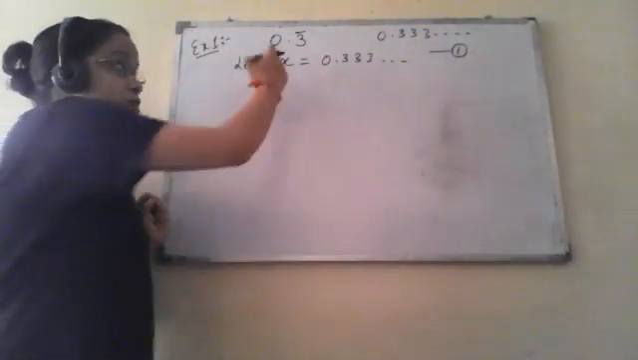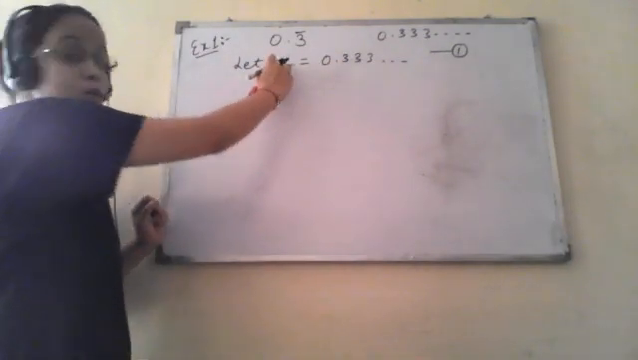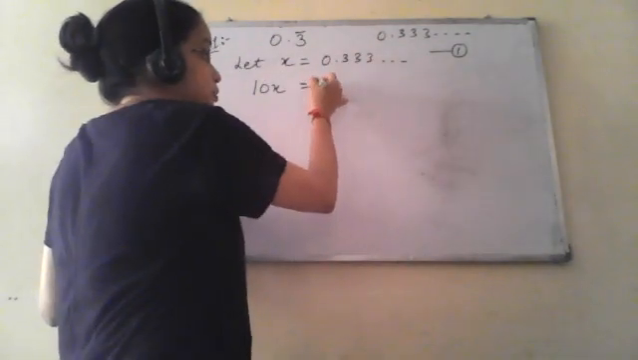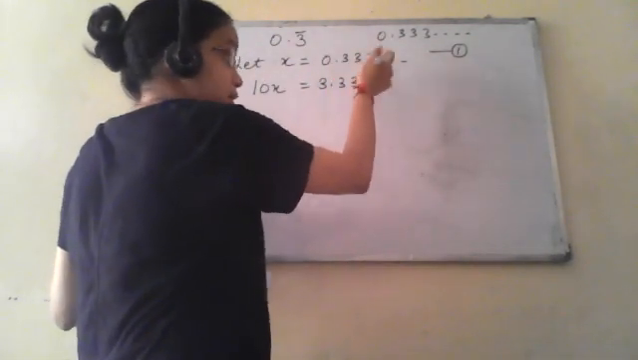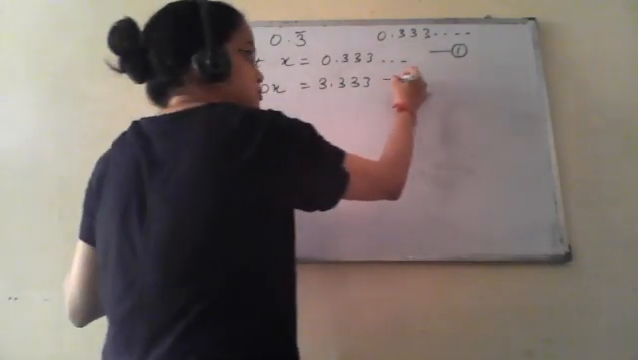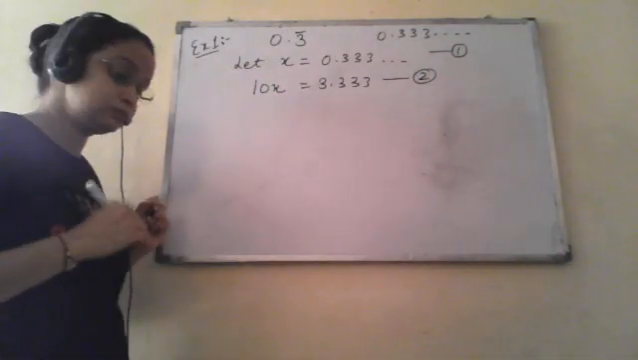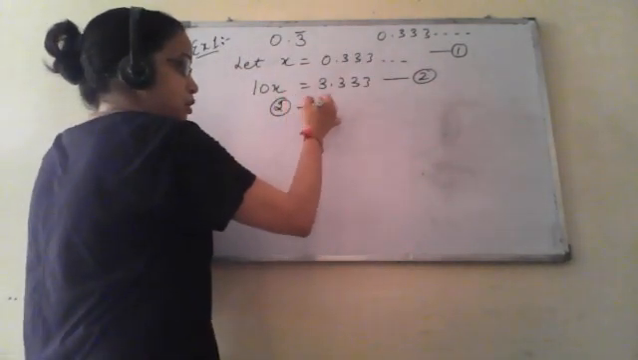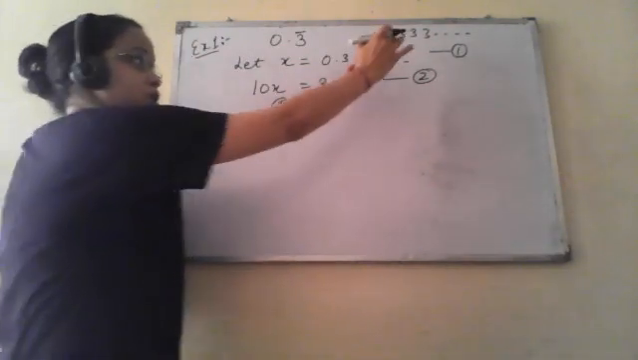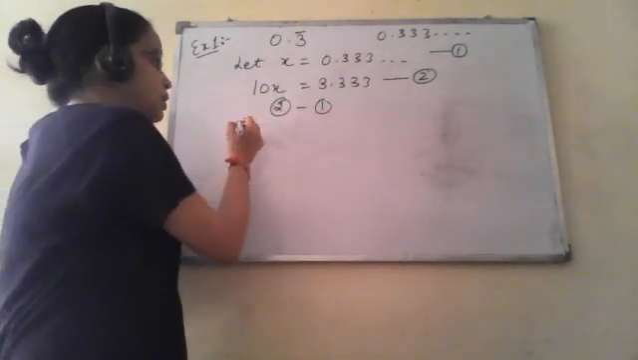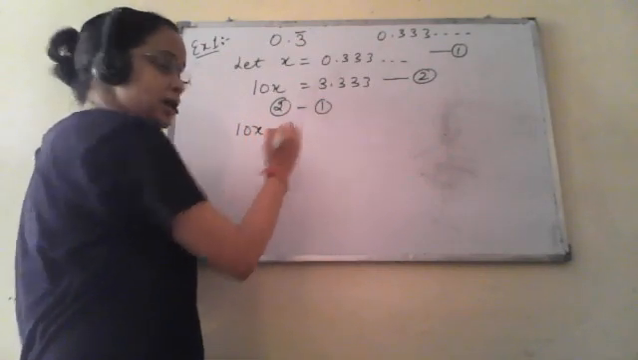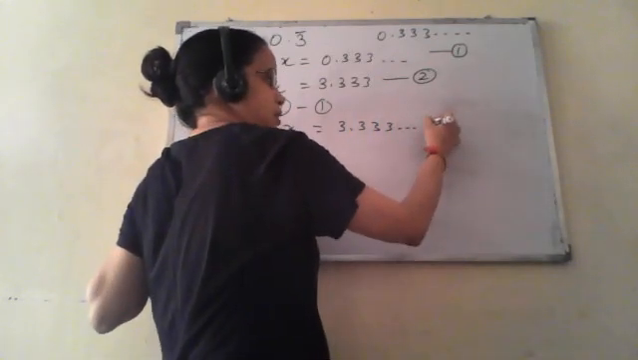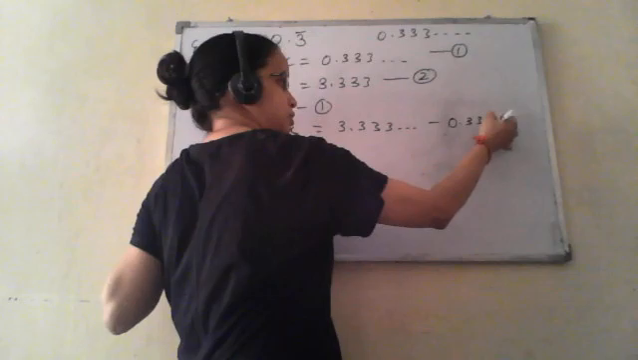We will multiply equation 1 by 10. If we are multiplying, we multiply on both sides. So 10 into x will become 10x, and this will become 3.333. Okay, we will assume this is our equation number 2. Now what we have to do, we have to subtract equation 1 from 2. So this will be 10x minus x, and this is 3.333 minus 0.333.